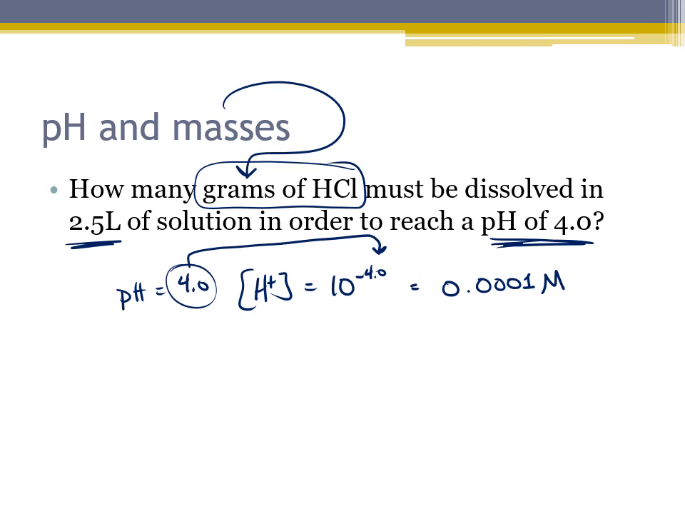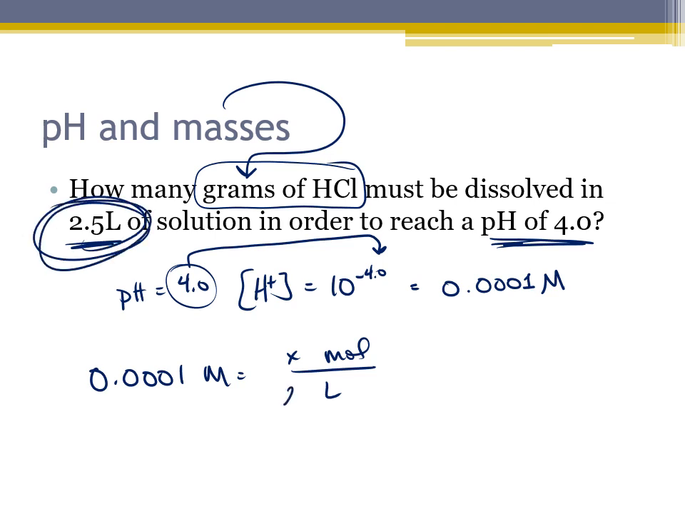It's also my acid concentration. So I'm going to take 0.0001 molar. I know that that's equal to X moles over liters of solution. How many liters do I have? 2.5 liters. So I'm going back to my molarity formula. Remember that molarity equals moles over liter, moles of solute over liters of solution.